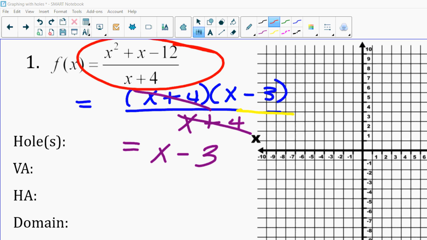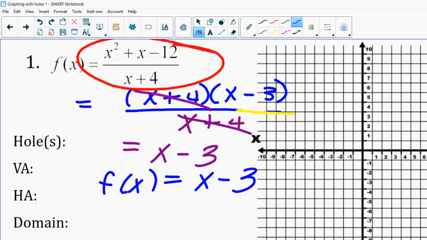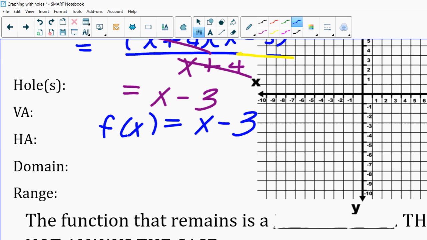Now, that's a line. How in the world does an equation... That's right, Trent. It's because after you factored out the common factor, look what we were left with. F of x equals x minus 3. Now, what does f of x mean? Look. It's y equals x minus 3. That's the picture you've got on your graph.